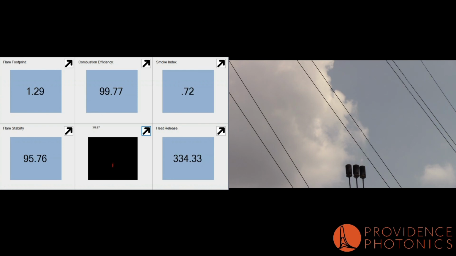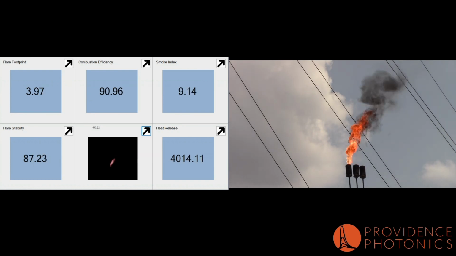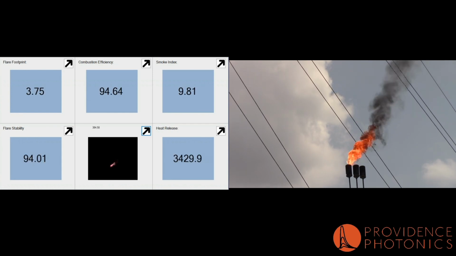So that gives you a good idea of the immediacy, the zero latency of the VISR data. How you can use both combustion efficiency and smoke index to operate your flare at the incipient smoke point, get the best possible combustion efficiency without any visible emissions.